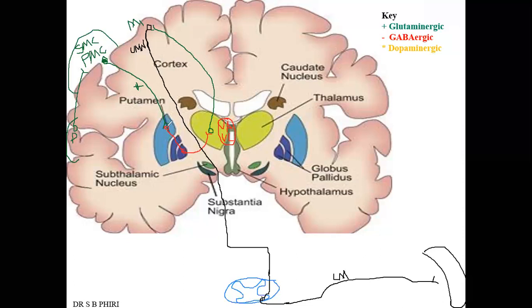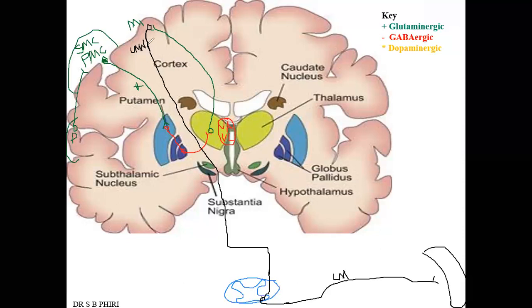This neuron, if it's stimulated, is going to release GABA here. And this GABA is inhibitory. It's going to inhibit this other inhibitory neuron. So once this neuron that is projecting to the thalamus has been inhibited because of GABA here, it's not going to release GABA at the end here. If it's not releasing GABA, it means that this neuron within the thalamus now will fire an action potential that will stimulate the upper motor neuron in the primary motor cortex.